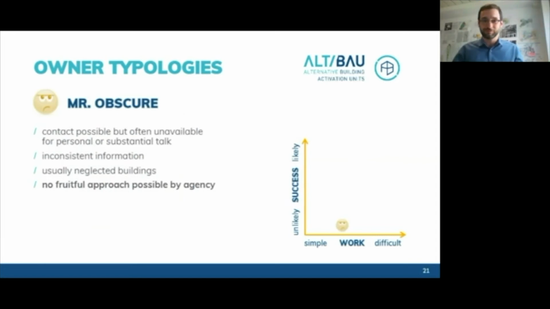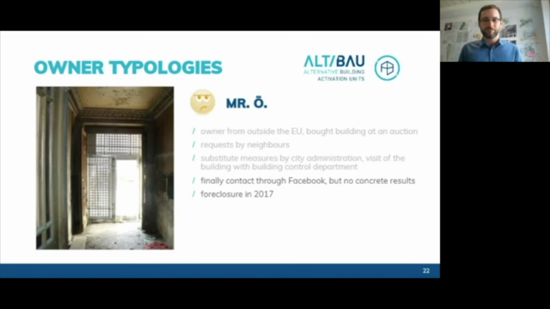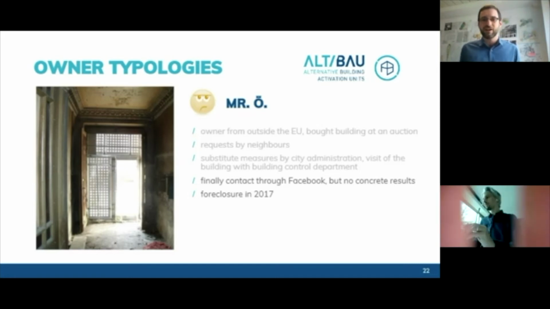Then we've got Mr. Obscure. His contact is possible, but often he's unavailable for a personal talk. It's never really getting substantial. The information you get is inconsistent. The building is getting worse a bit, and there is no fruitful approach possible by the agency. You remember Mr. Ö from the very first slides. We've finally been able to contact him. He didn't react anymore, and so there was actually a foreclosure in the beginning in 2017, and he was forced in that way to sell the building through a public auction.